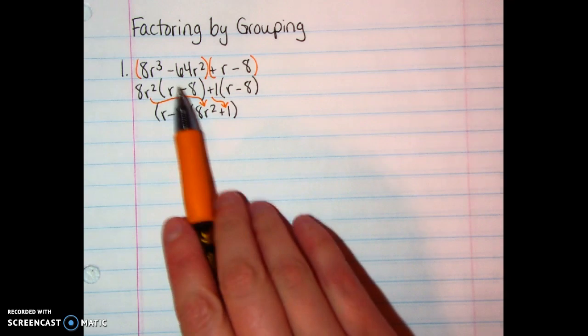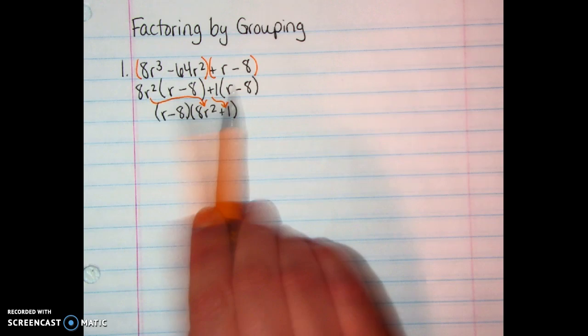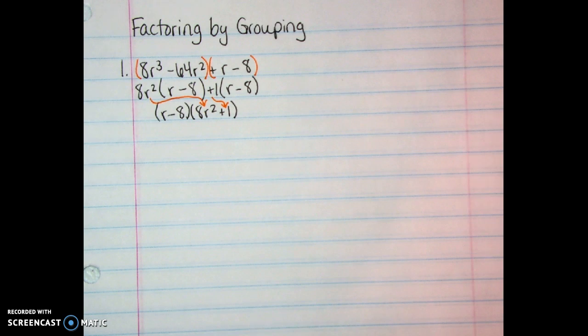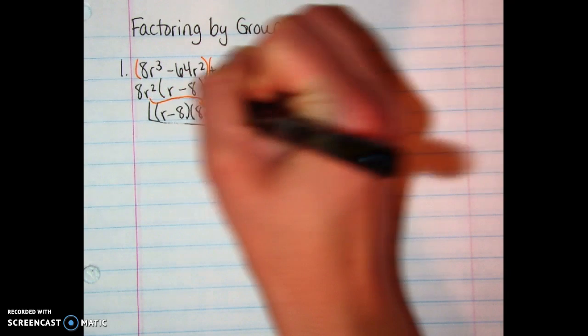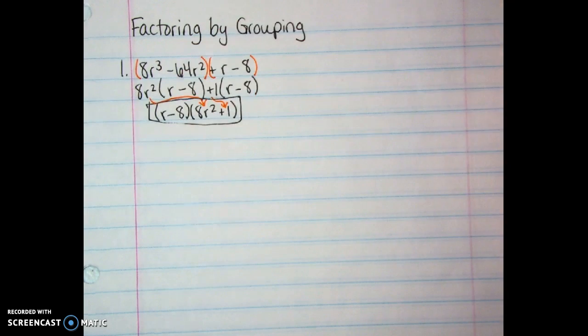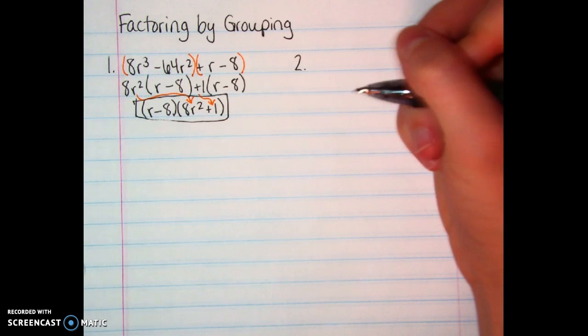So what's on the inside should match, and that's one of your factors. What's on the outside, you combine and put in another set of parentheses. And that is your answer, and that's how you factor by grouping. So hopefully it wasn't too bad for you. Let's look at another example.